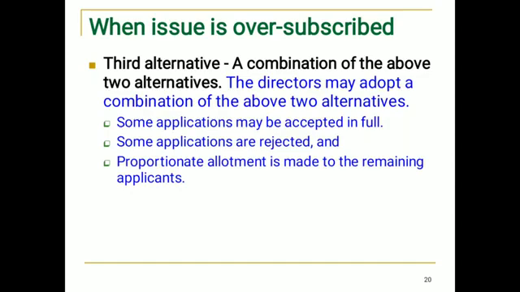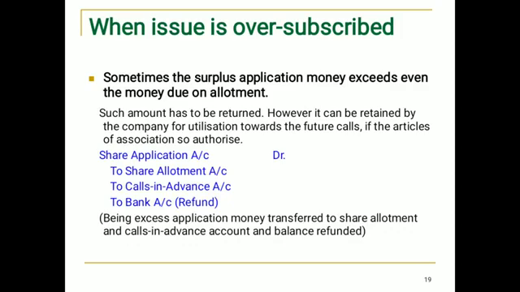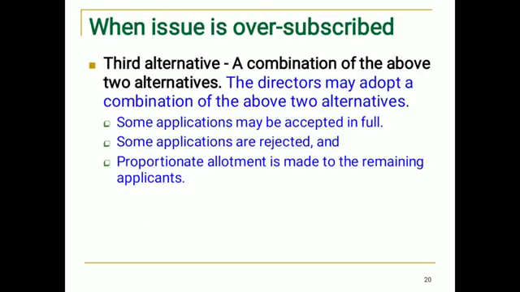Third alternative, a combination of the above two alternatives. The directors may adopt a combination of the above two alternatives. Some applications may be accepted in full, some will be rejected, and some will be allotted in proportion. So it is not necessary that you will accept only the first alternative or only the second alternative. It is also possible that you will adopt all the alternatives partly.